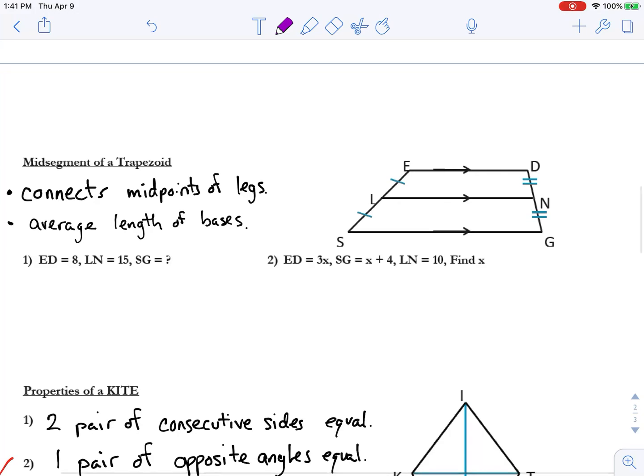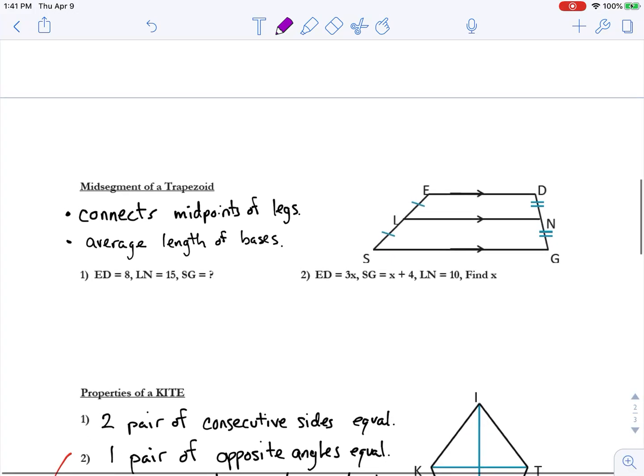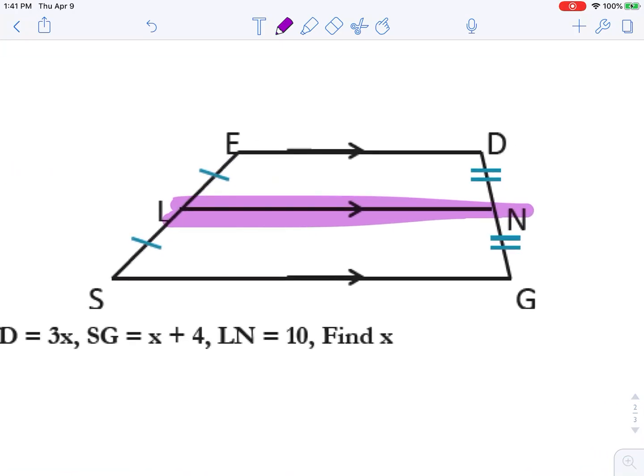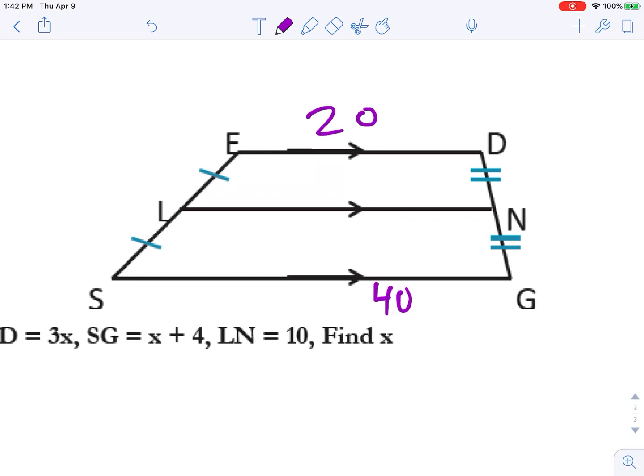Scrolling down here, let's talk about mid-segments. This is something new. So mid-segments, this line right here is the mid-segment of a trapezoid. It's actually the average of these two. What's sort of fun about it is if this is 8 and this is 12, this has to be 10 inches long. Let's do another one. If this is 6 and this is 8, this has got to be 7 inches long. If this is 20 and this is 40, this has got to be 30 inches long.